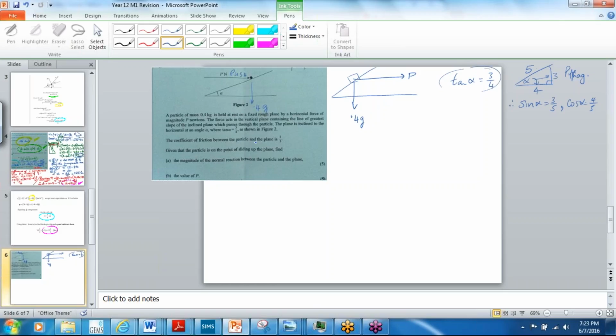The coefficient of friction is 1/3. Therefore, our maximum friction force will be 1/3 N, or mu N.